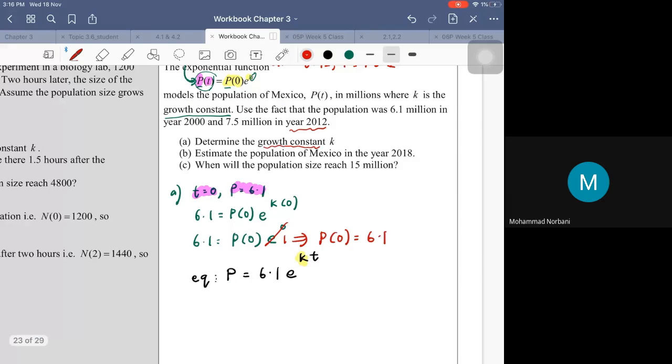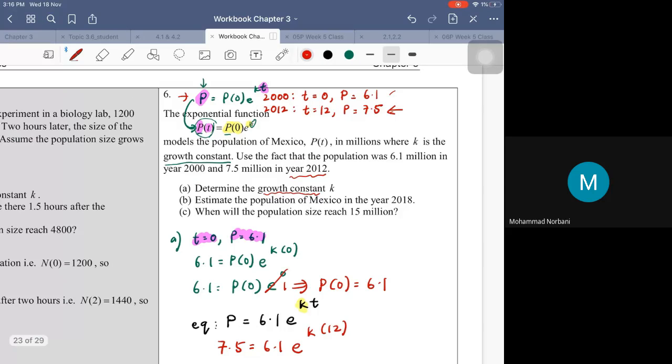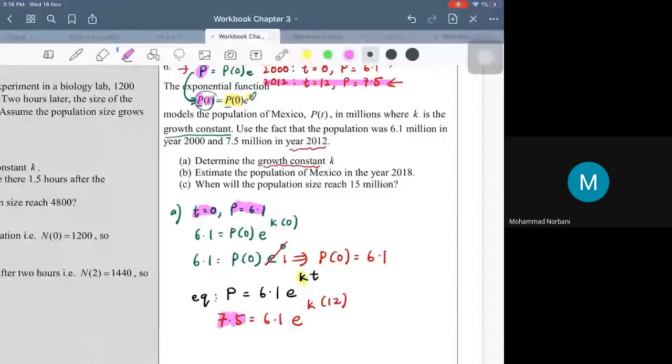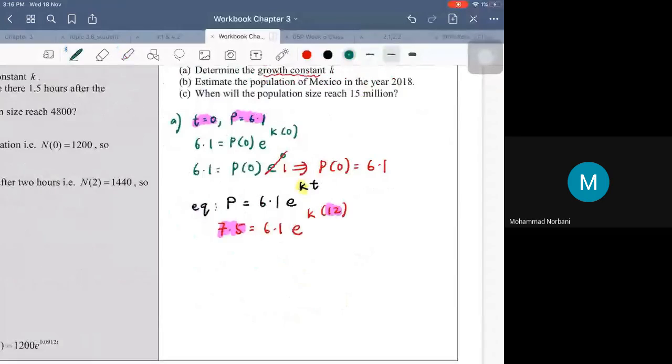So 7.5 is going to equal 6.1 exponential K multiplied by 12. Same case as before. So here what I do is I use this information and substitute. So P is equal to 7.5. So T is equal to 12. Now you have to simplify this. So I will get exponential of 12K is equal to 7.5 over 6.1.